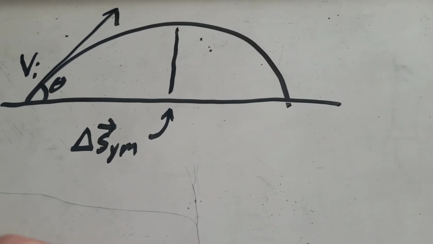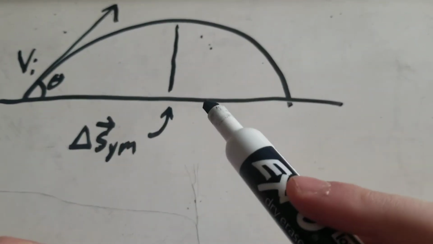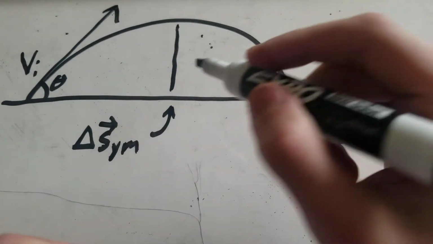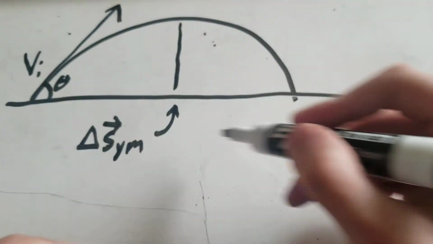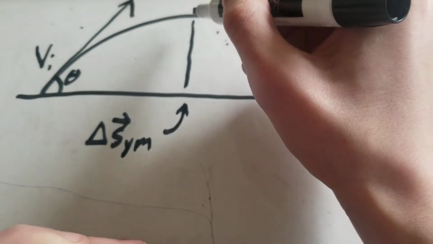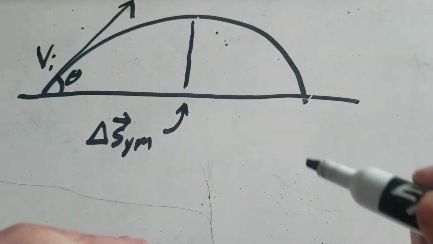Hello and welcome back. We're going to have another problem here, and this is a continuation of the last problem, but you don't have to watch the last video to figure this out. Last time we figured out the maximum distance traveled on the first bounce. This time we're going to figure out the maximum height right here.